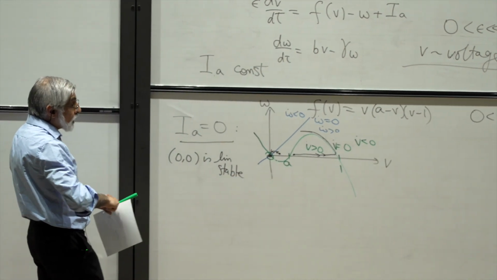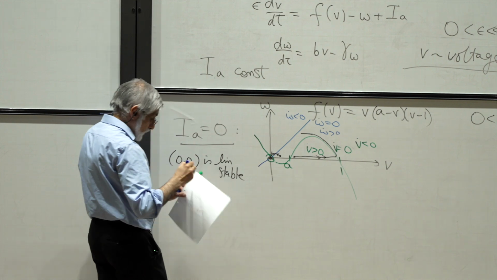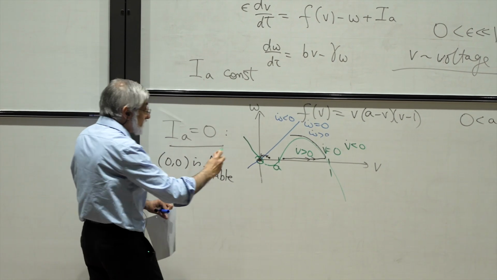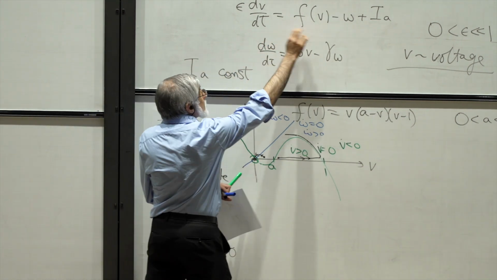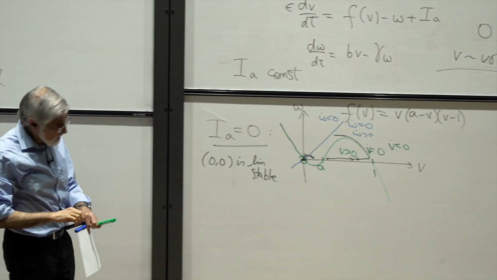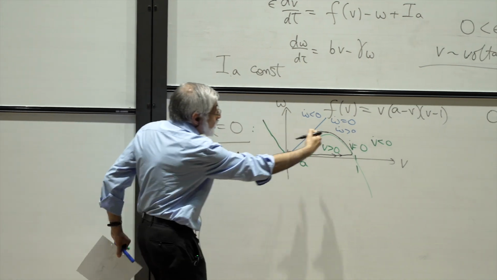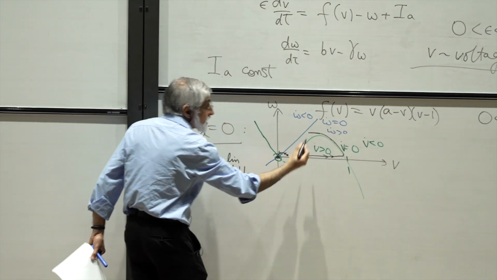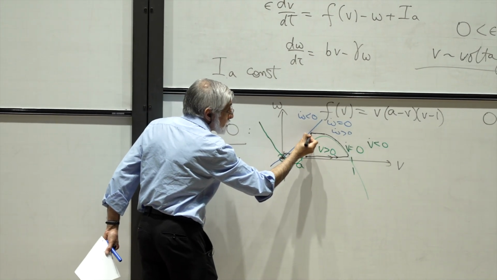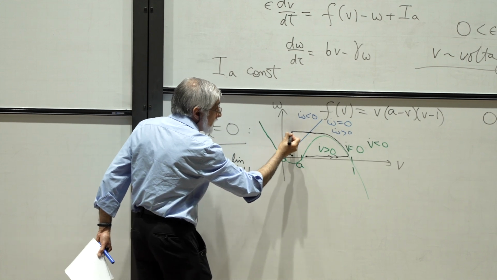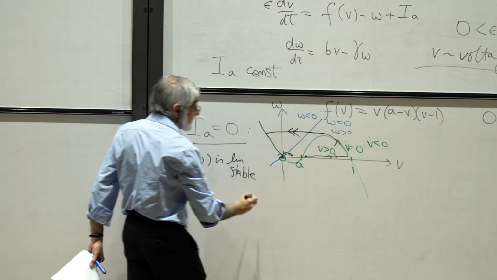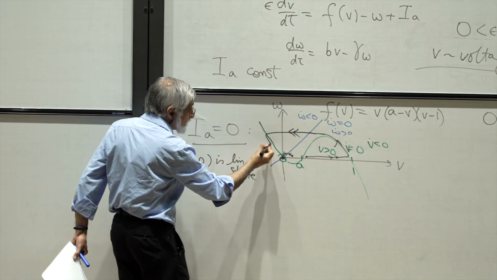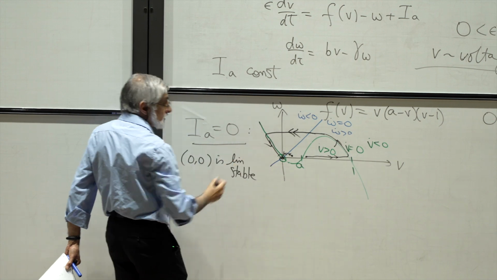And now the same argument again. We fall off, and this divided by epsilon is huge. So this will go really fast across. W will increase a little bit across that horizontal. It'll decrease a little bit, go like that. And then, same argument, we go down like that.